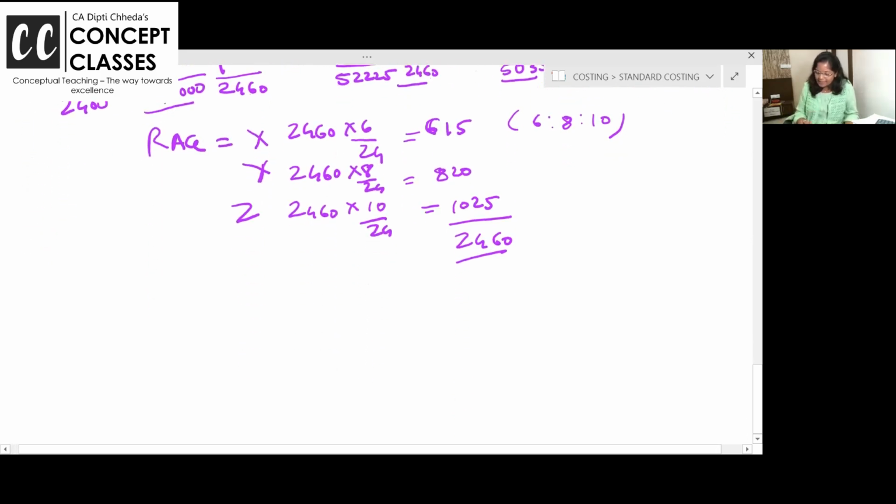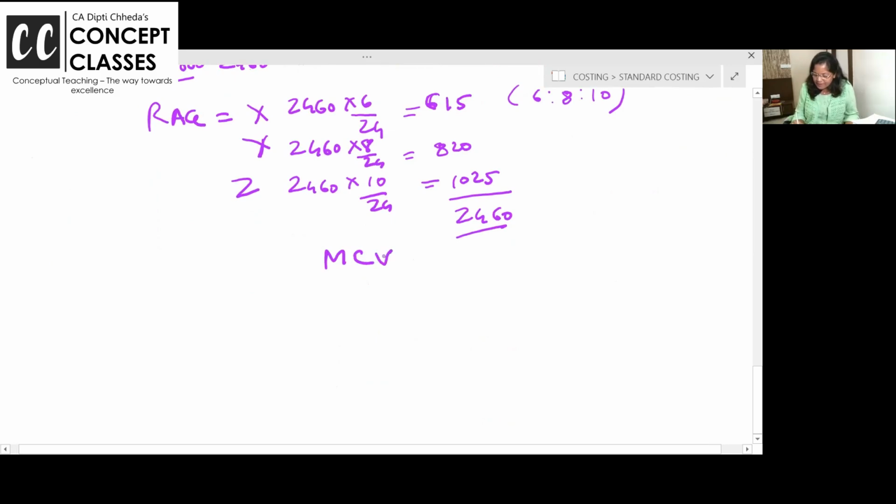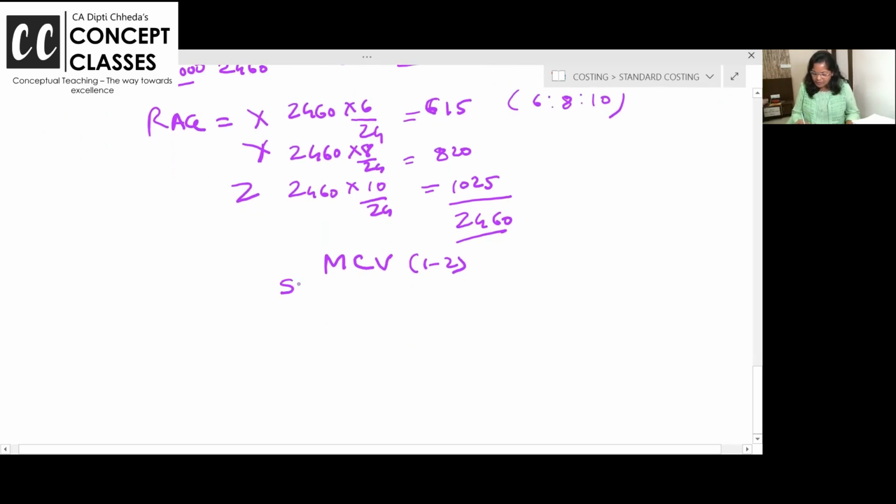Yes, let us calculate variance. First is material cost variance. I am writing MCV. Material cost variance. Can we write here? 1 minus 2. And what is exactly material cost variance? Standard quantity into standard price minus actual quantity into actual price. This is material cost variance.